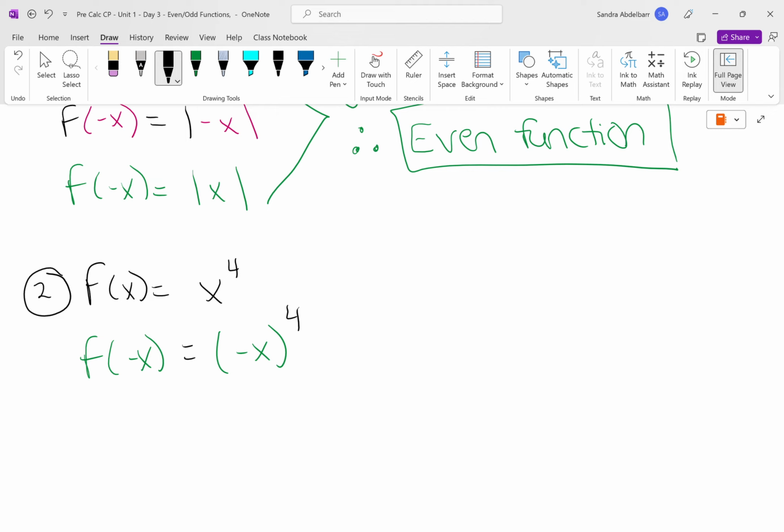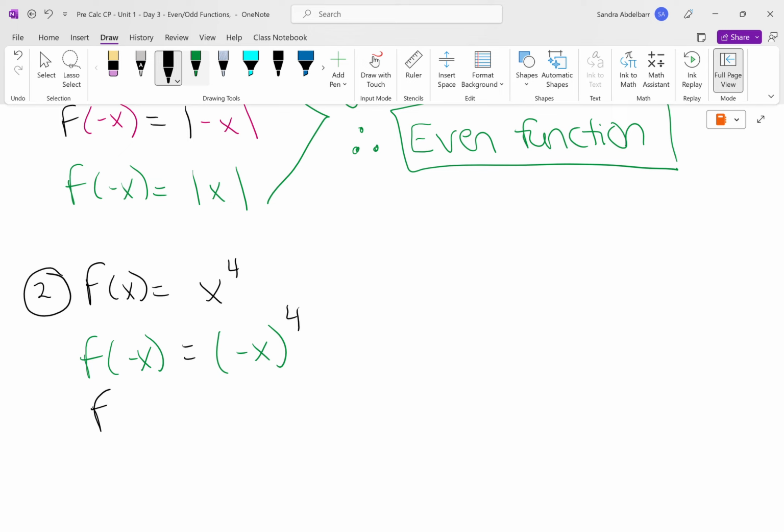Okay, what's negative x raised to the 4th power? x to the 4th power. Do you guys know that if you take a negative number and raise it to an even power, it's positive, and if you take a negative number to an odd power, it's negative? Did we know that? Good.